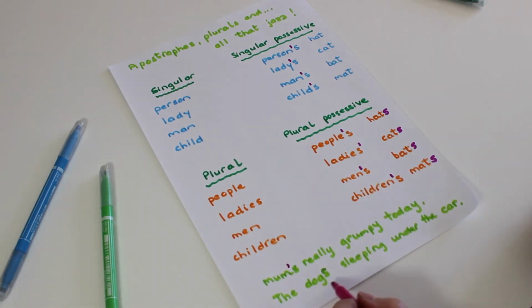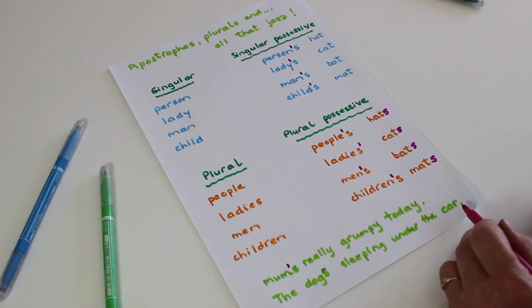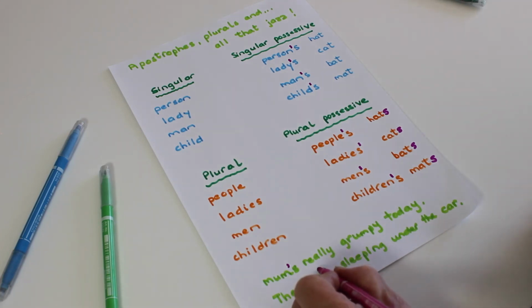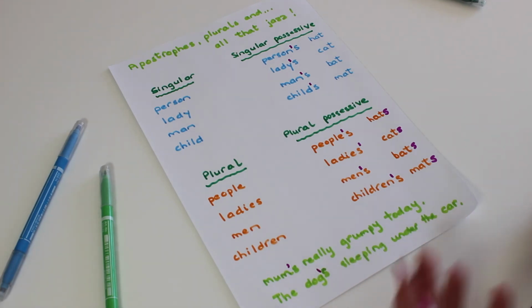And then here again, the dog's sleeping under the car. Just one dog, and it happens to be sleeping under the car. Dog is sleeping, so we've got a missing I again. In goes the apostrophe to show where the I is missing. So I hope that helps clarify apostrophes, plurals, and all that jazz.